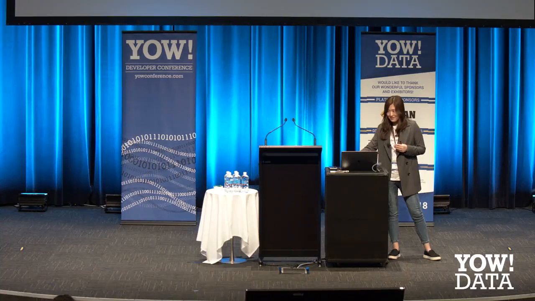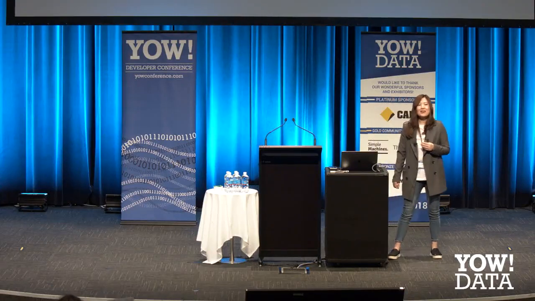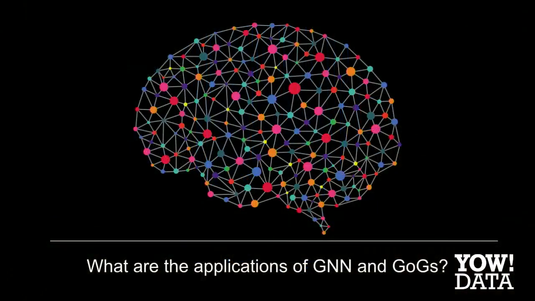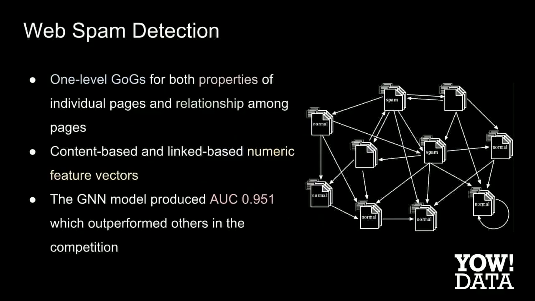It seems like a bit boring, right? But, so what are the applications of using graph neural network and graph of graphs? I hope this has already provided you some basic ideas about such learning algorithm. And then the applications of graph neural networks and graph of graphs.